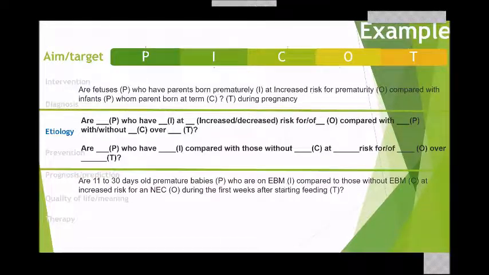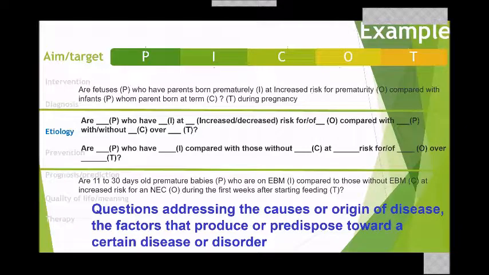Another way to ask the question: are 11 to 30 days old premature babies, that's our population, who are on EBM, that's our intervention, compared to those without EBM, that's our comparison, at increased risk of necrotizing enterocolitis, that's our outcome, during the first week after starting feeding, that's our time? So the question in etiology is addressing the cause or the origin of disease and the factor that produces or predisposes toward a certain disease or disorder.